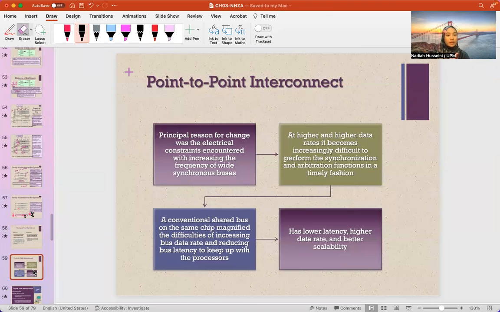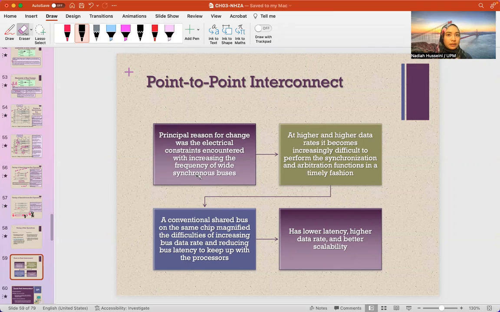Okay, so that was bus. That was the first interconnection structure. The next interconnection structure is the point-to-point interconnect. So why is there the need for point-to-point interconnect? The principal reason for change from the bus to the point-to-point interconnect was the electrical constraints encountered by increasing the frequency of wide synchronous buses.